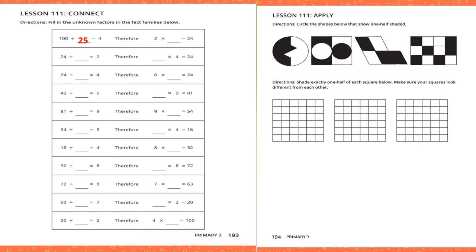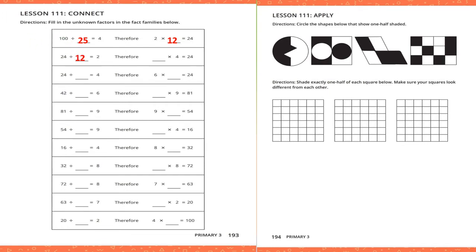Super. Next. 2 times what equals 24? I get it from timetables 2. I will count by 2: 2, 4, 6, and so on. So 2 times 12 equals 24. Next. 24 divided by what equals 2? I know that 2 times 12 equals 24. So 24 divided by 12 equals 2.